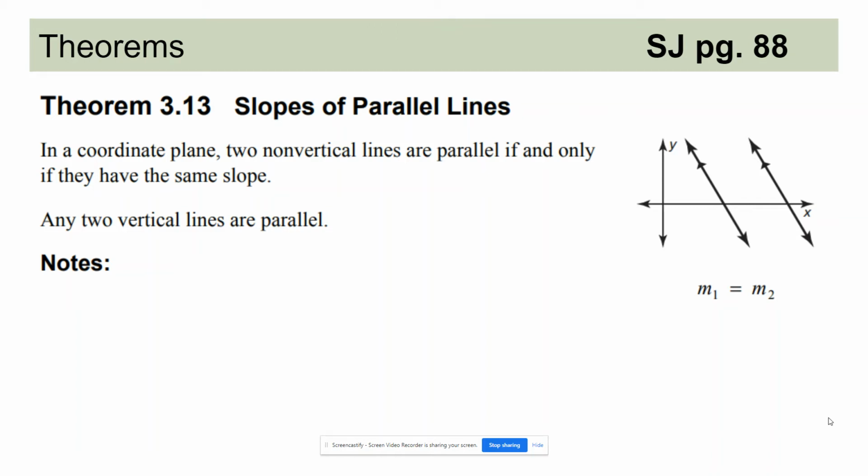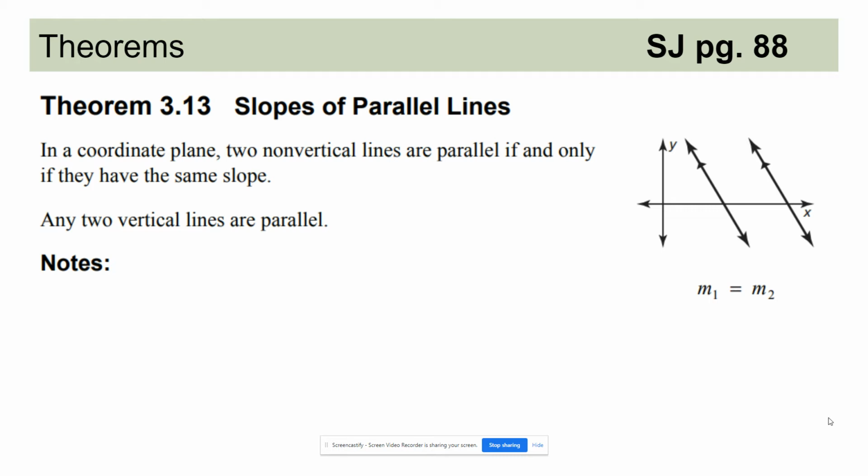So in lesson 3.5, over the next couple of days, we're going to be looking at parallel lines and perpendicular lines on a graph. And so today we're going to be looking at the slopes of parallel and perpendicular lines. You just got done in your warm-up finding slopes of lines. So now we're going to talk about how those slopes relate to parallel and perpendicular lines. If you want to follow along, this is on page 88 in your journal.